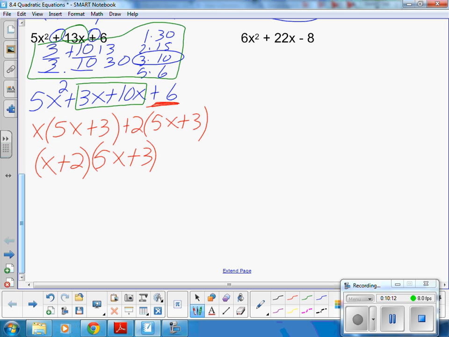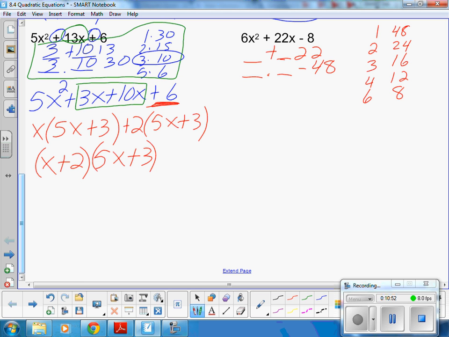All right, let's take a look at another one. The sum has to be 22, okay? And the product has to be a negative 48. Make sure you understand your signs there. That has to be a negative 48. So, continuing here, 1 and 48, 2 and 24, 3 and 16, 4 and 12, 6 and 8. I believe those are my factors.